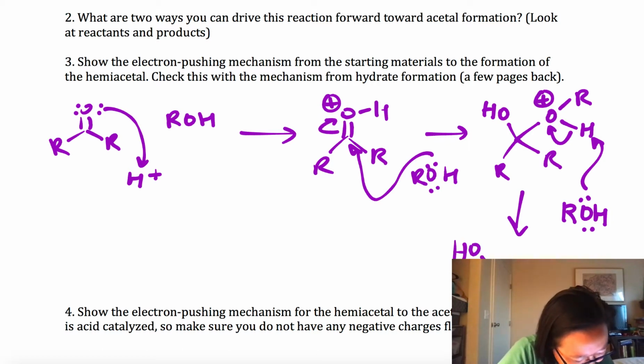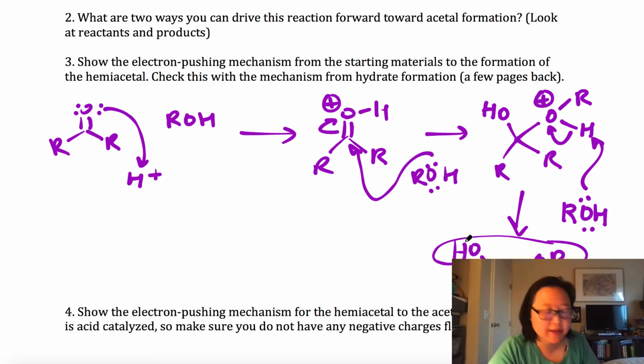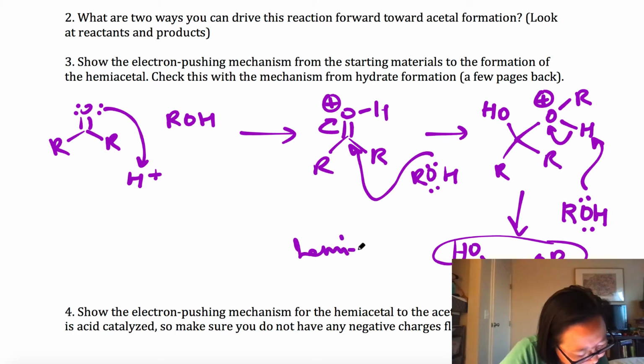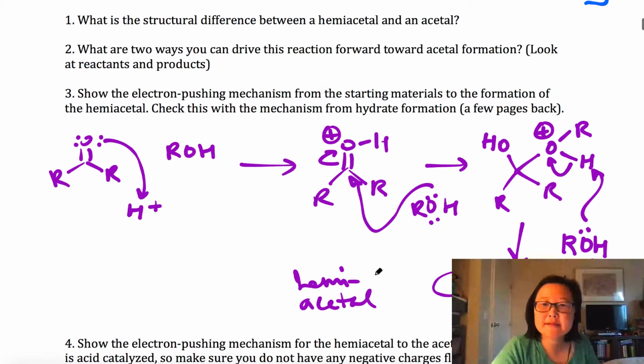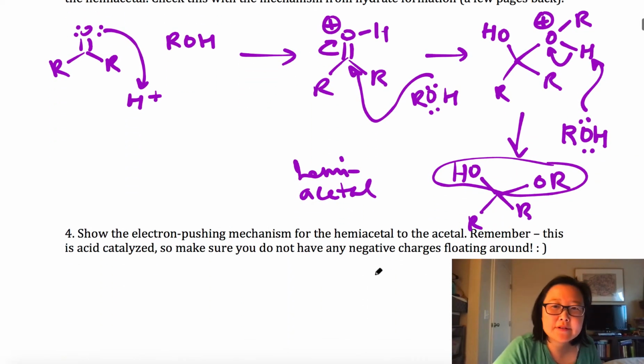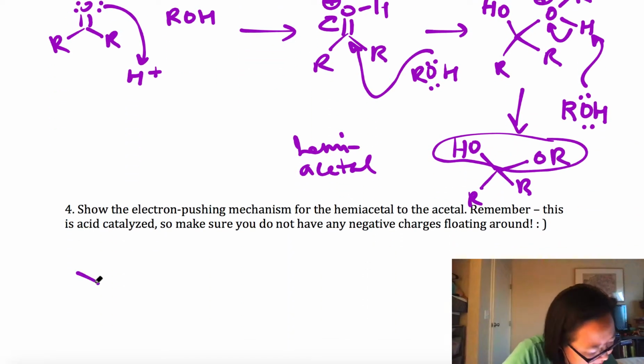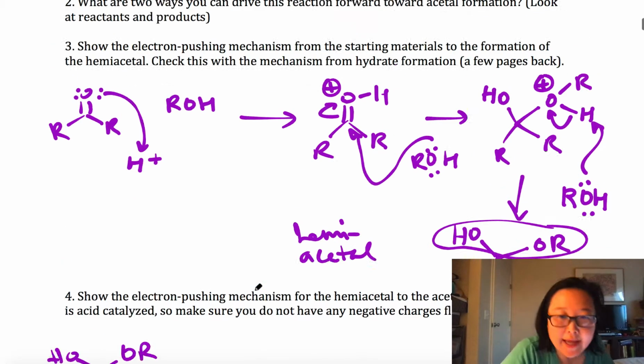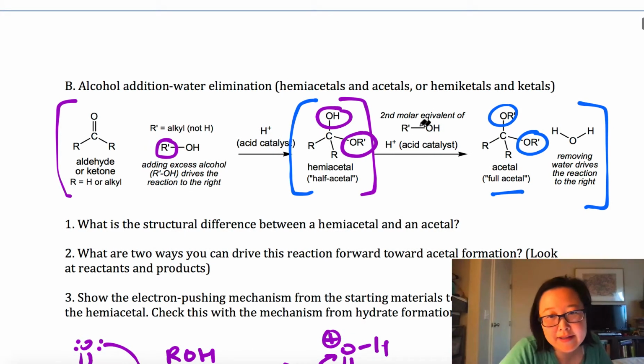Okay, all right. So we got this guy, and now we've got our hemiacetal. See that? An OR group and an OH group. That's what makes this a hemi. Hemi means half. Acetal. Okay. All right, after that, let's take our hemiacetal, and we want to go to the full acetal, which means I need to have another alcohol equivalent.